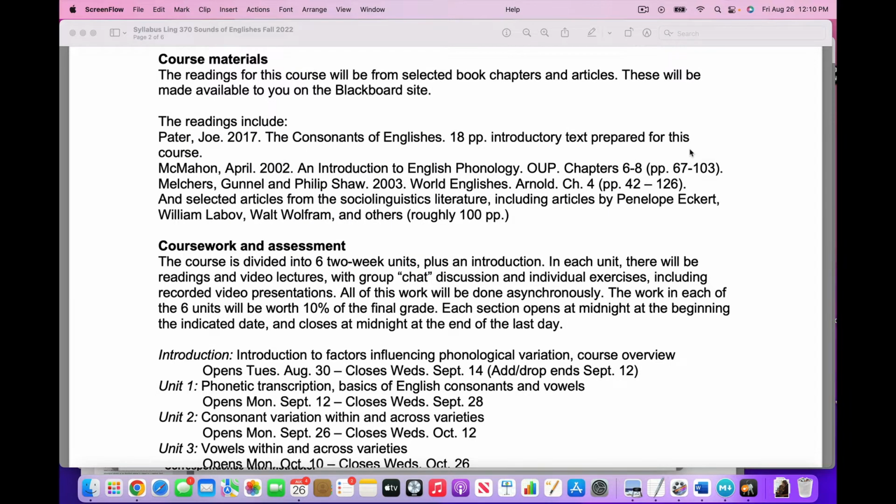You'll be able to get the readings for this course from the Blackboard site. There are selected book chapters and articles. The first one is actually just a short introduction to the consonants of Englishes that I prepared for this course. And then I have a section on vowel phonology from a book of April McMahon's and some discussion of world Englishes from a book by Melchers and Shaw. You'll also be reading selected original research from the sociolinguistics literature, including articles by Penelope Eckert, Bill Labov, Walt Wolfram, and others. Roughly 100 pages of readings of original literature.